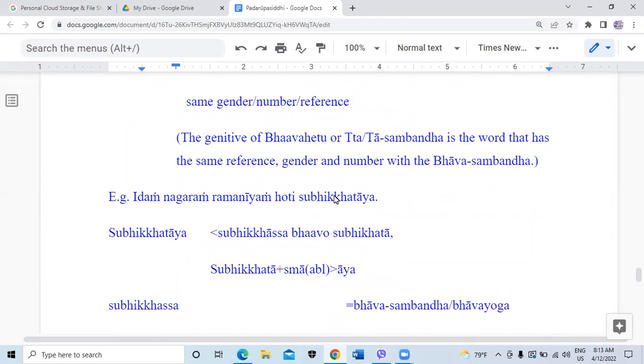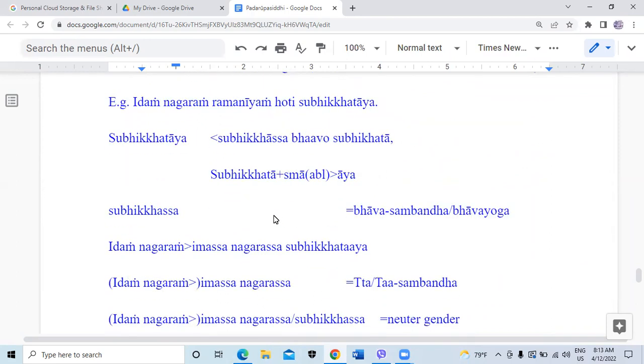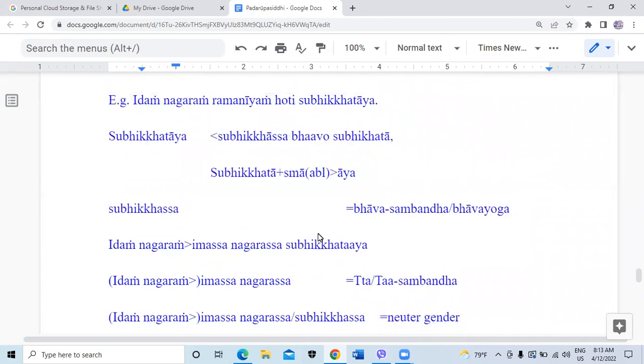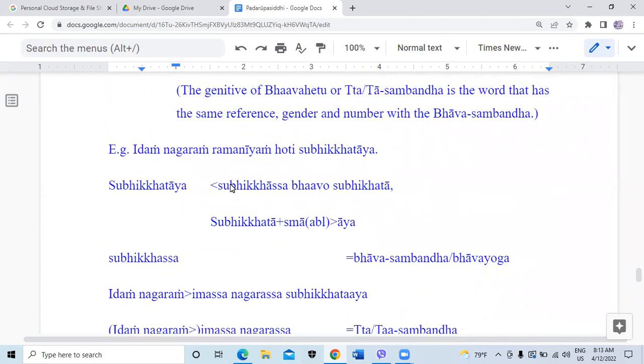Okay, bhava sambandha, tata sambandha. So you have already studied Bhāvataddhita. Okay, we make a definition, for example, here. Subhikataya. Subhikassa bhavo subhikata. Okay, subhikassa bhavo subhikata.